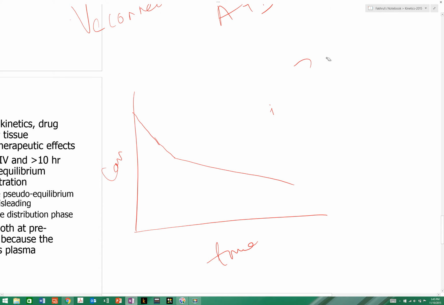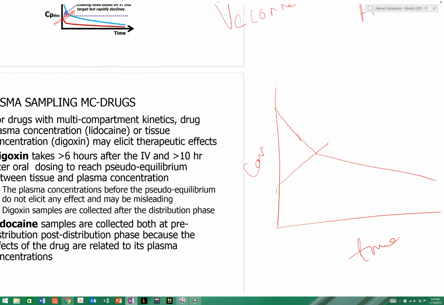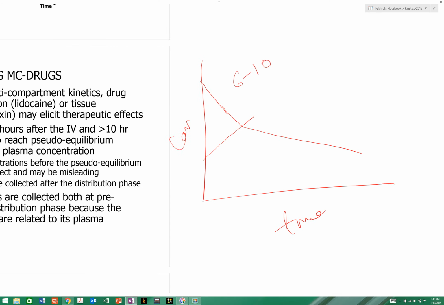but we do not have a physiological compartment. These are hypothetical compartments. So what you have to do, this compartment is based on time. We know digoxin takes 6 to 10 hours to distribute, and then it goes to the peripheral compartment. So for this reason you have to collect the sample during this period to monitor the therapeutic efficacy of digoxin.